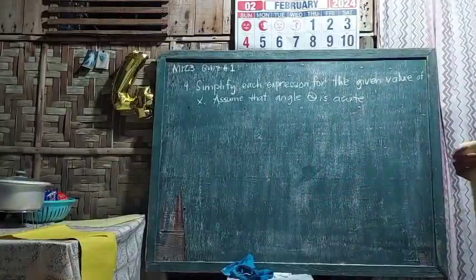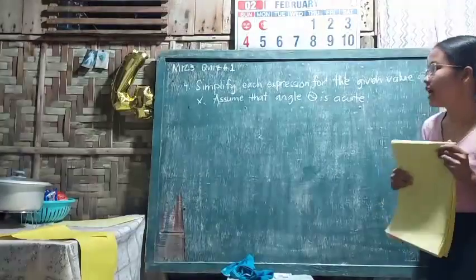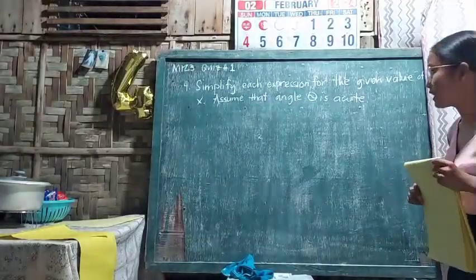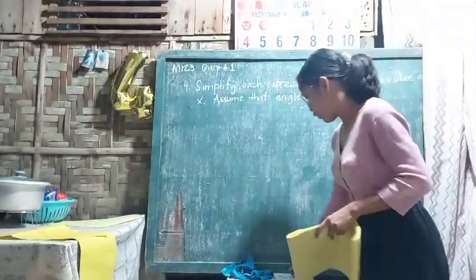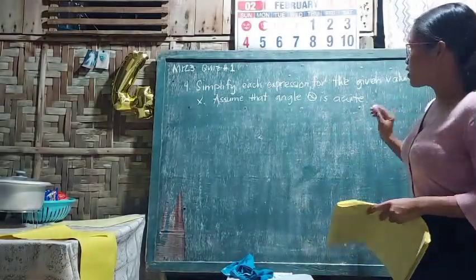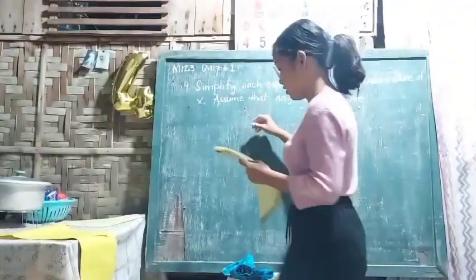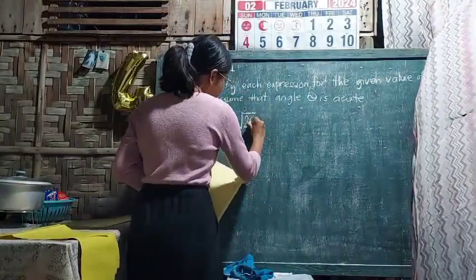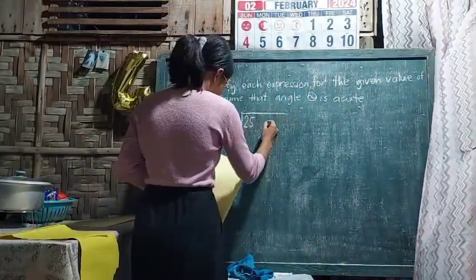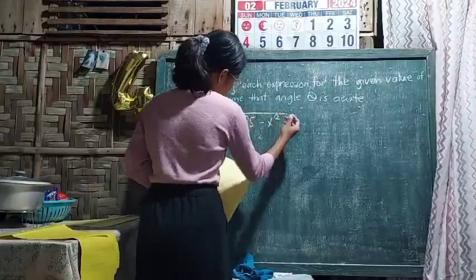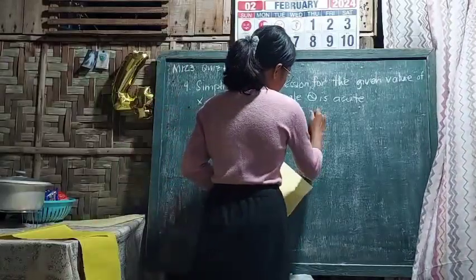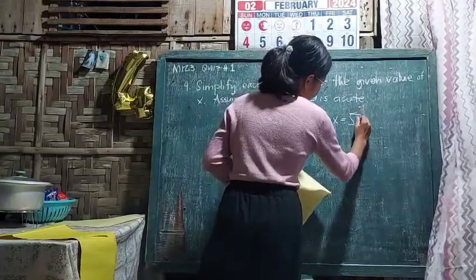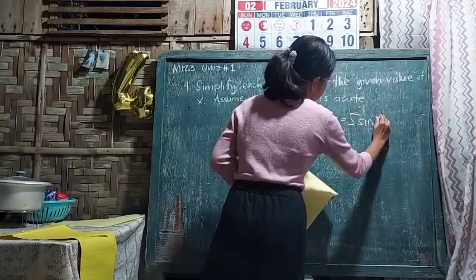Now for our next item, item number 4: simplify each expression for the given value of x. Assume that angle theta is acute. So for this item, our expression would be square root of 25 minus x squared, if x is equal to 5 sine theta.